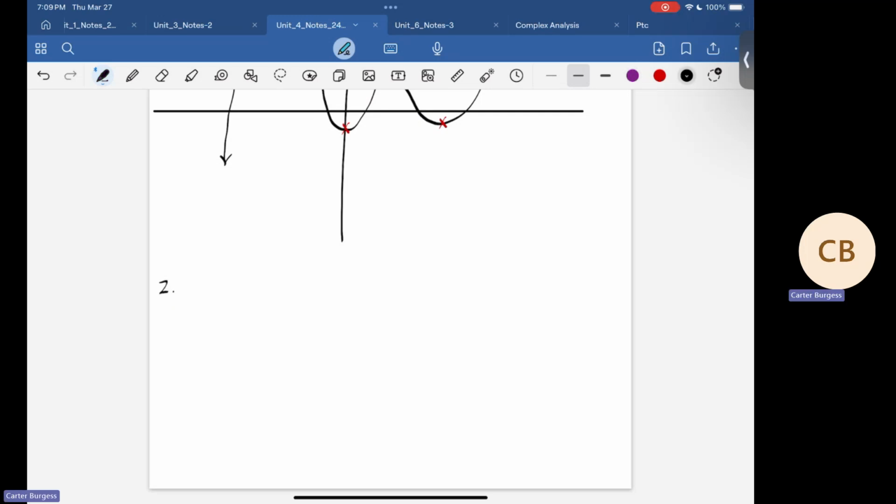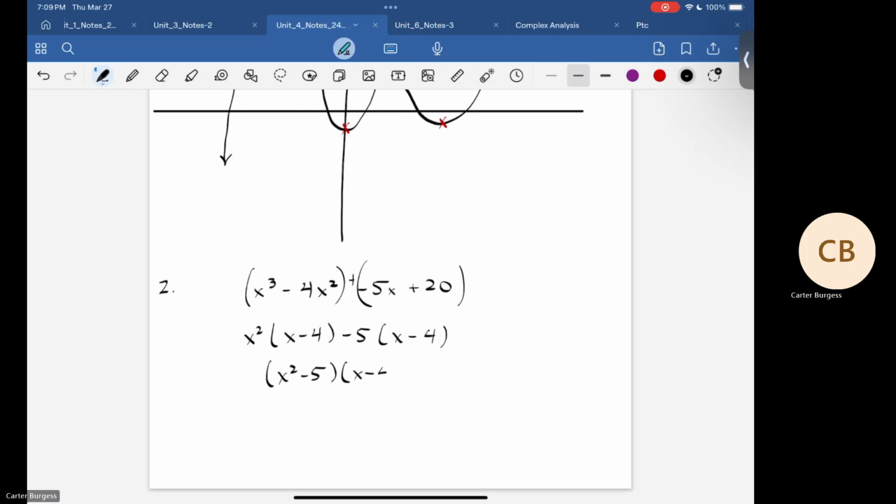Taking a look at number 2 here, we are being asked to factor x cubed minus 4x squared minus 5x plus 20. Normally, cubics are really hard to factor, unless we can do so by grouping or something special. In this case, we can do so by grouping. So looking at these first 2 and the second 2, I'm going to pull out an x squared from my first group, leaving behind an x minus 4. I'm going to pull out a -5 from my second group, leaving behind an x minus 4. I get x squared minus 5 times x minus 4.